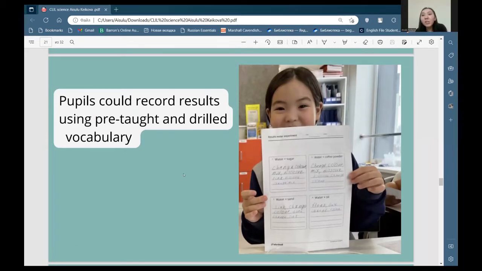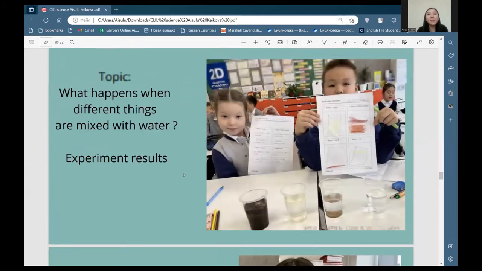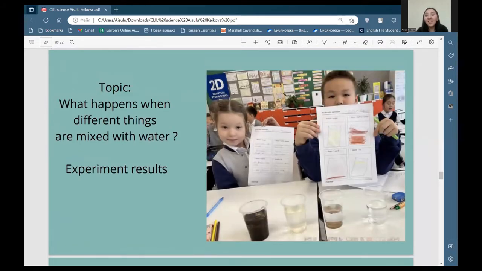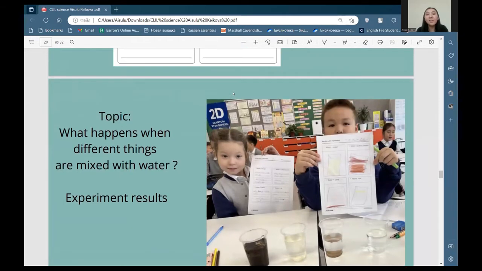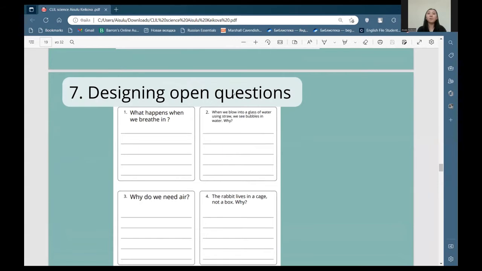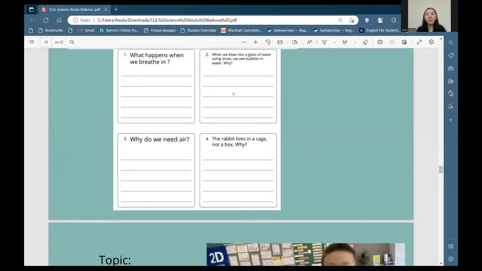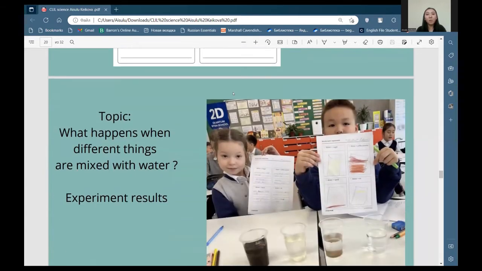Yes, these questions are for the second graders. Since I'm teaching second D, all these examples belong to the second graders. They have been studying air, and now they are studying water, so how water reacts with other things.